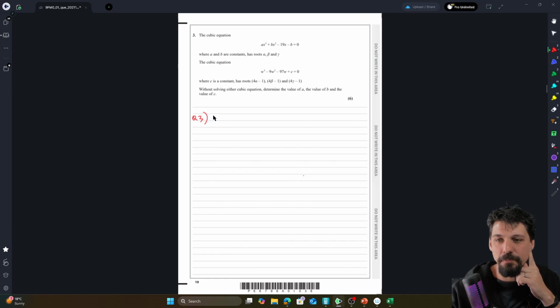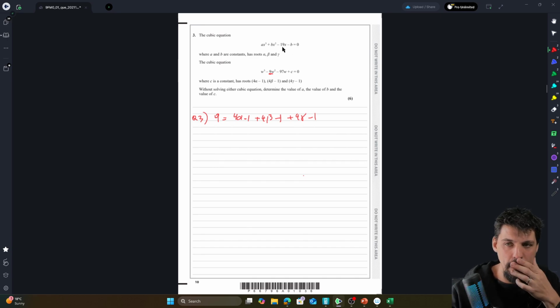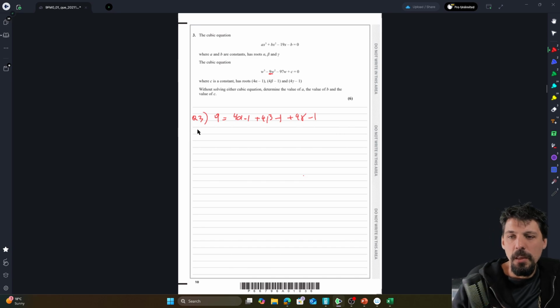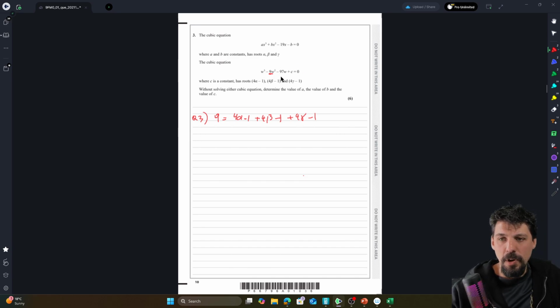Okay, let's go. So what do we know? We know that 9 is 4 alpha minus 1 plus 4 beta minus 1 plus 4 gamma minus 1. We do know that by looking at this equation and by looking at the coefficient of w squared. We'll know something about B from here as well, and something about A. We get a lot of information from this equation, so let's start with that.